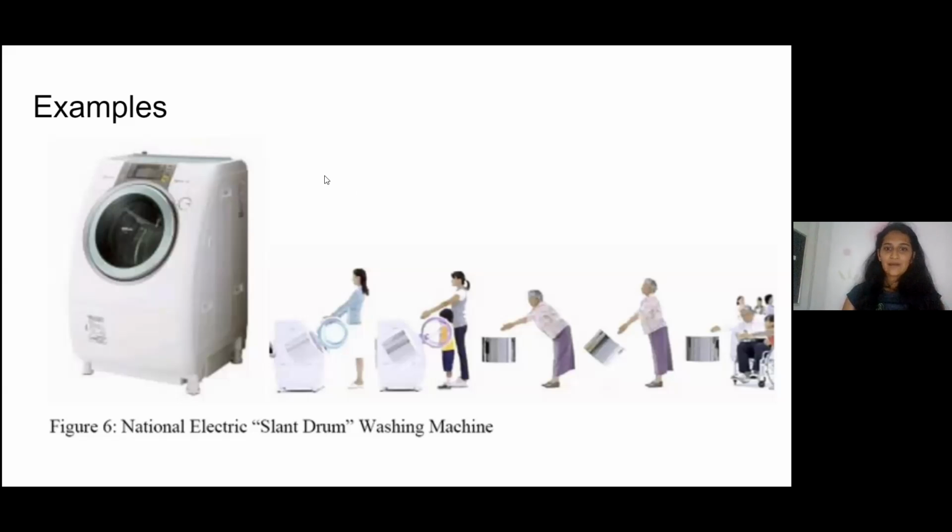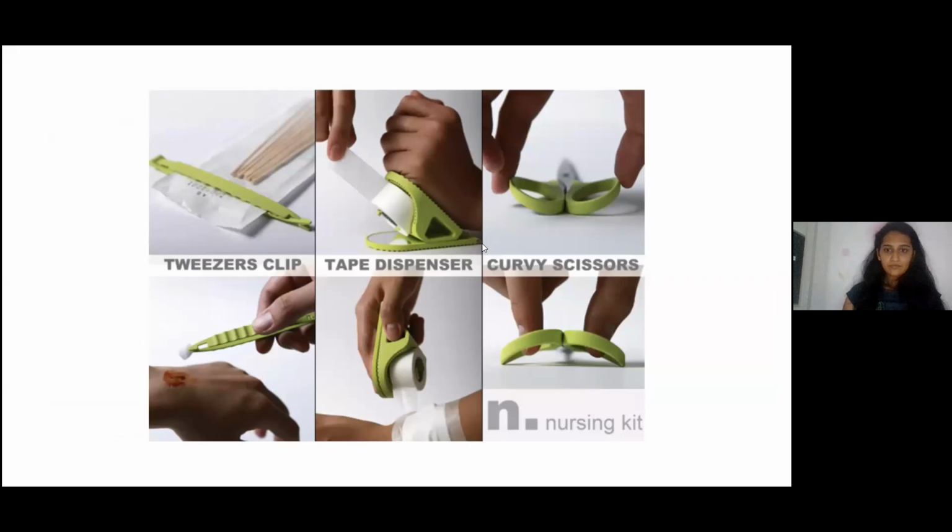So these are a few examples of some universally designed products. As you can see in the illustration, different kinds of users would be able to access this kind of washing machine with much ease compared to what you conventionally see in the market. So this is a nice example.